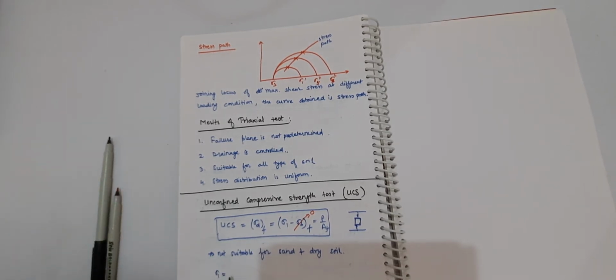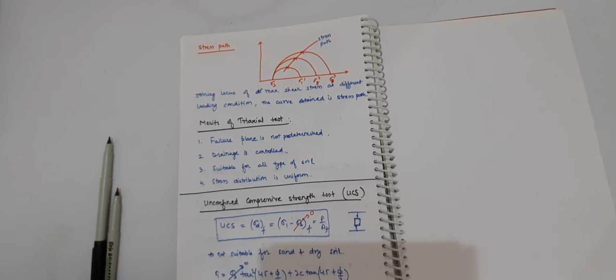If we put these values in this equation, we are able to determine the shear parameters. Sigma 3 is 0, therefore we get 2c tan(45 plus phi by 2). This equation is used to determine the shear parameters of the soil. If the soil is clay under undrained condition, this is the unconfined compressive strength test.